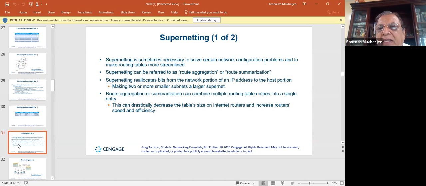Supernetting can be referred to as route aggregation or route summarization. It takes care of the whole networking family, streamlines them and connects them properly so that it works in a proper way, with the least amount of interruptions, with the IP address of both the net and the subnet. The supernet is required to solve certain network configuration problems and to make a routing table simpler and streamlined. It does the route aggregation or summarization into a single entry. This can drastically decrease the table size on internet routers and increase router speed and efficiency.